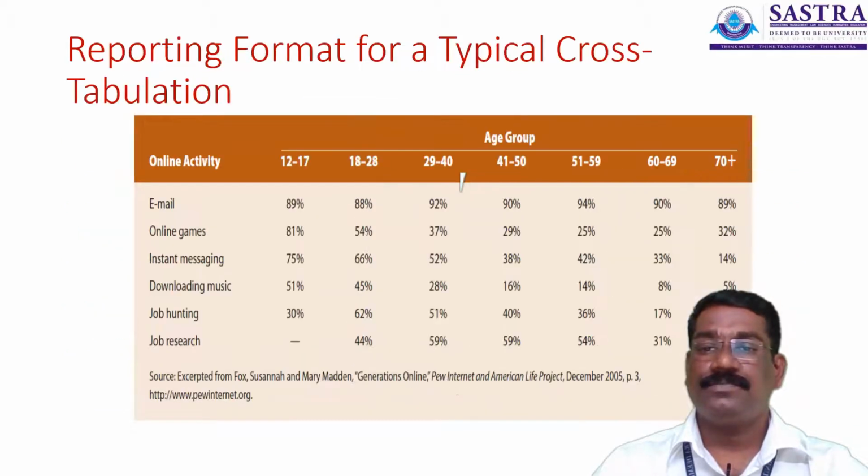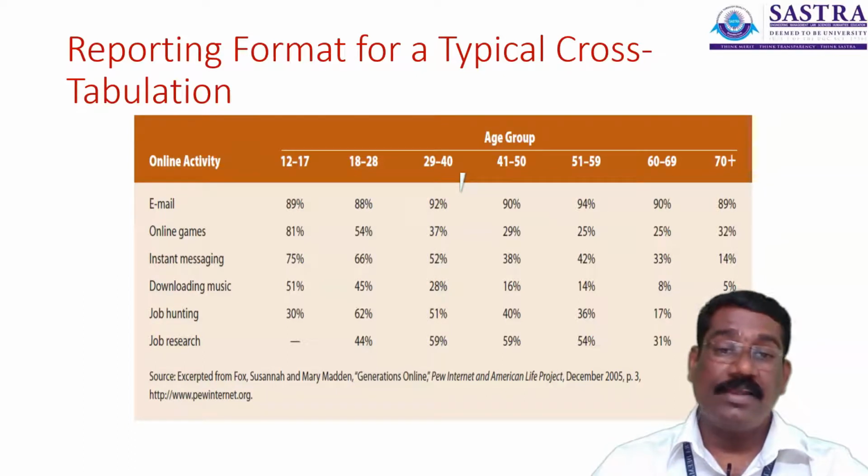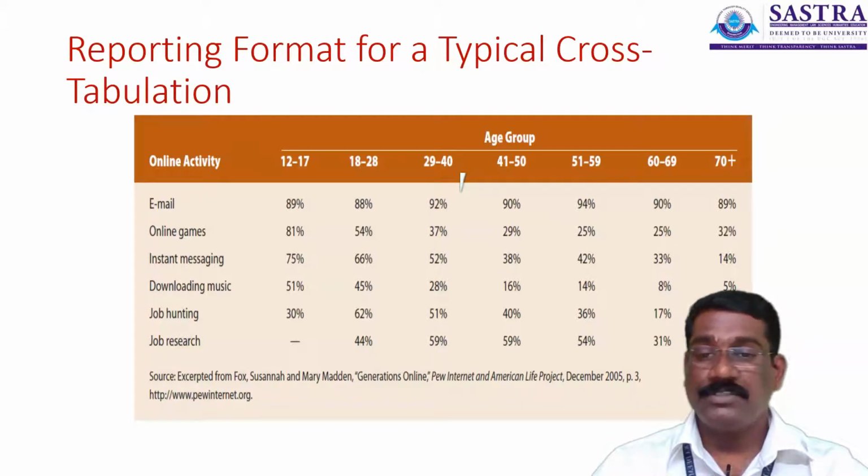Next, you can see the cross tabulation done for a table here. You can very well see the age group versus the online activity. These are the two parameters that have been compared, and it was clearly presented in table form. This is a great example.